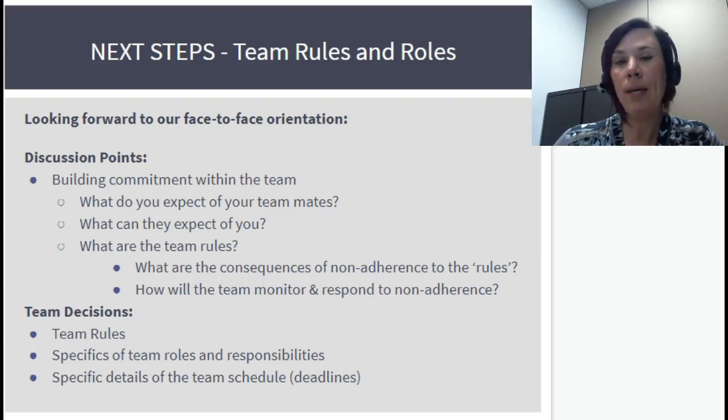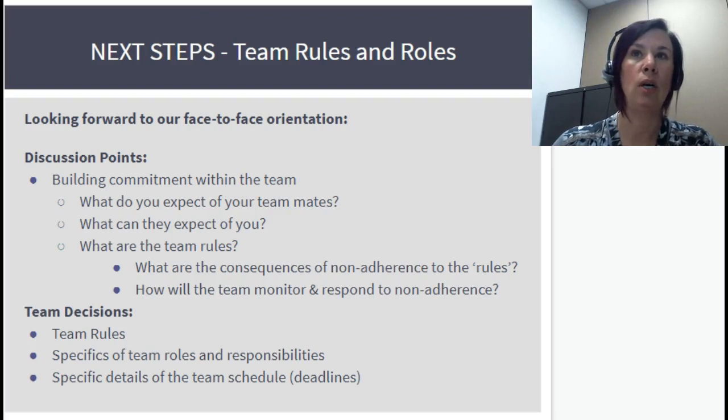When we get together, we'll have some team discussions about what these rules are, what the specifics are for the team roles and responsibilities, and what the specifics are of the details of the team schedule. In the previous slide, I provided you with a guideline for how each 2-week module may look, but we will be determining as a team the specifics of how that team schedule will look. Sarah and I will have some recommendations for you based on what we've seen as successful in previous classes.